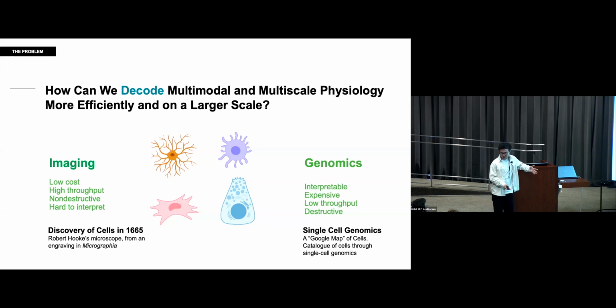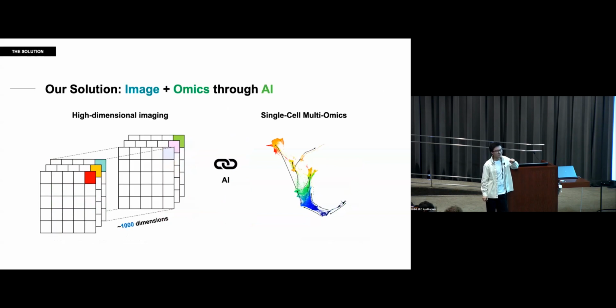But the question that we wanted to ask is, how do we actually combine the best parts of these two different measurements and build a multimodal view, so that maybe we can have a better understanding of cell physiology across scale and across modalities, on a larger scale and more efficiently? So how do we do this? The solution seems simple. Let's just combine them together.